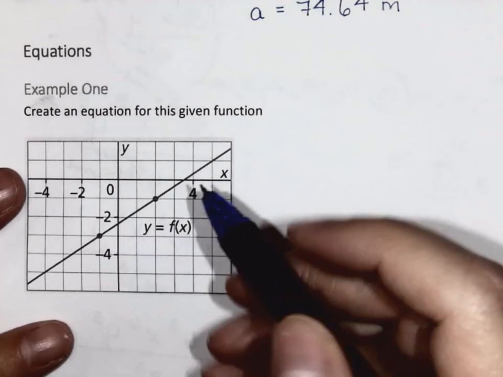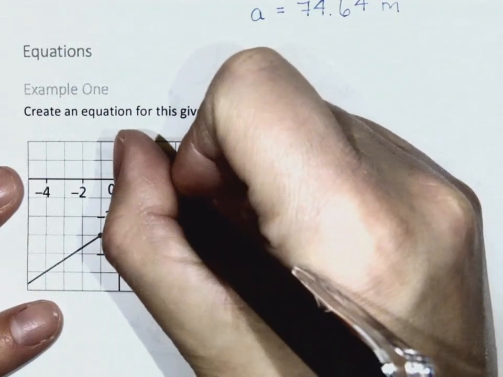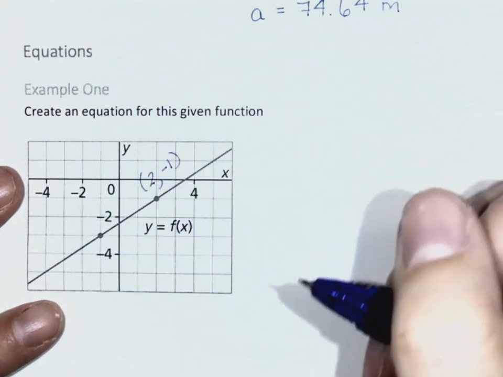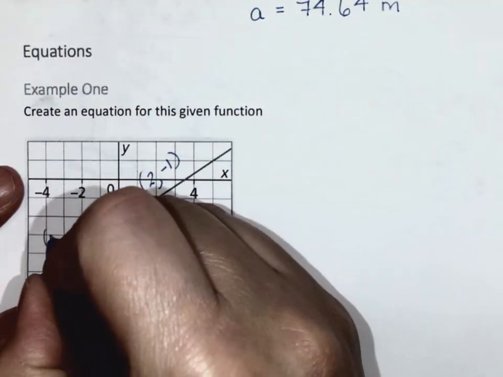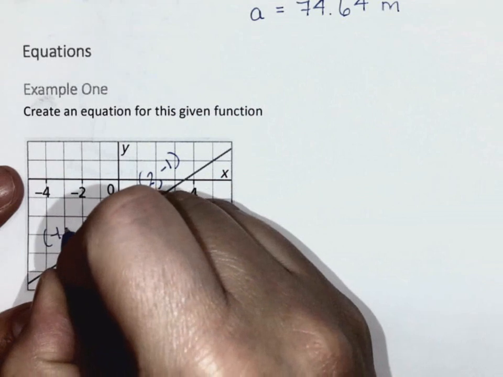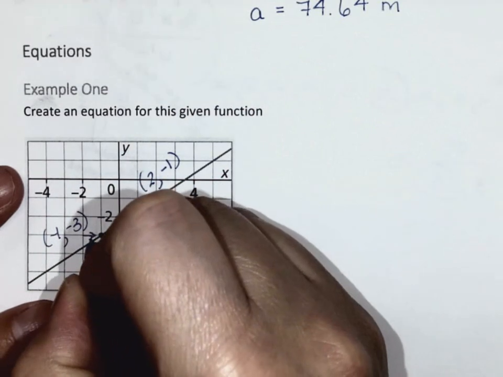So 2 points are given to me here. I'm just going to label them. So this would be 2 and -1. And this point here would be -1 and -3. So I'm looking at that point right there.